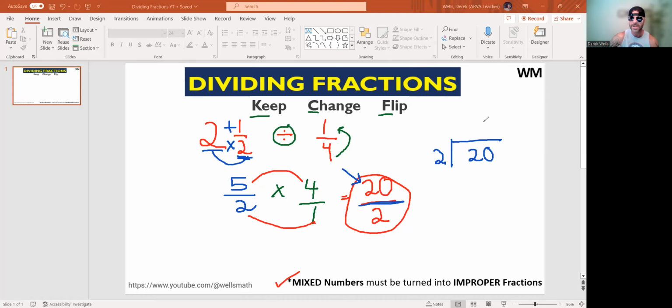Your answer for this one is 10. And 10 times 2 actually does equal 20. So we're not going to have a remainder. We're not going to have a number to bring up like we did on our last problem to make it our numerator, because there was a perfect 10 groups of 2 in the number 20. Your answer for this problem, 2 1/2 divided by 1/4, is 10.